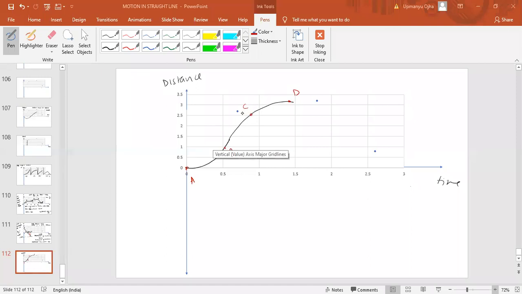the slope at C is greater than the slope at B and D. If the slope is more, then the velocity will be more. So how to find the slope at C? We have to draw the tangent here. Then we find the angle theta. If theta is more, the slope will be more. So the maximum instantaneous velocity will be at point C.